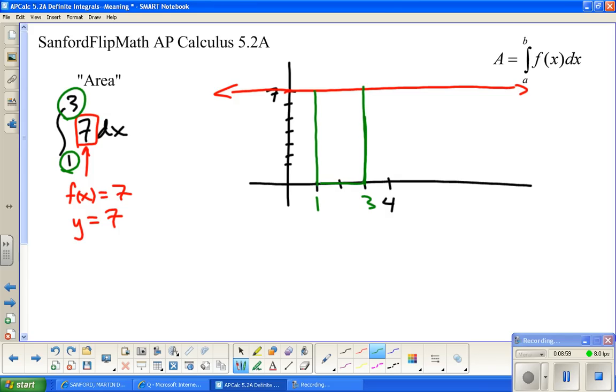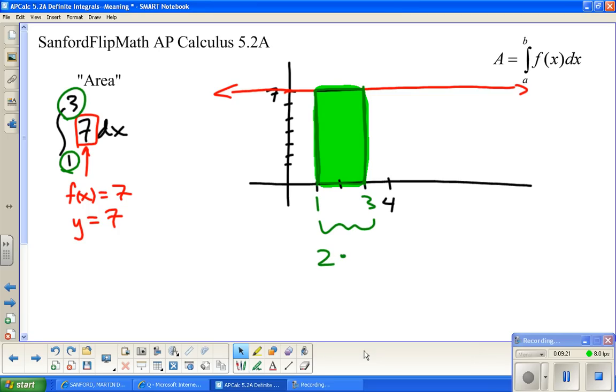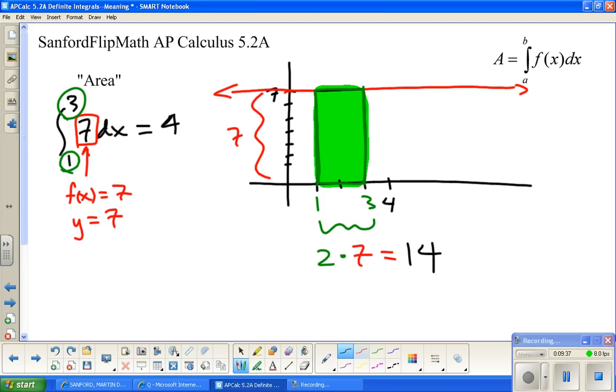So really what this is asking me for is, this is above the x-axis, and so it is asking me for this area. Isn't that exciting? I know this is going to be very high tech. So 3 minus 1 is 2. This height is 7. It would help if you actually write the number that you say. 7. And altogether, 2 times 7 is 14. So the answer to this is 14.